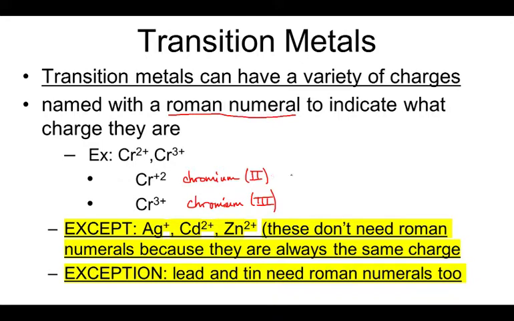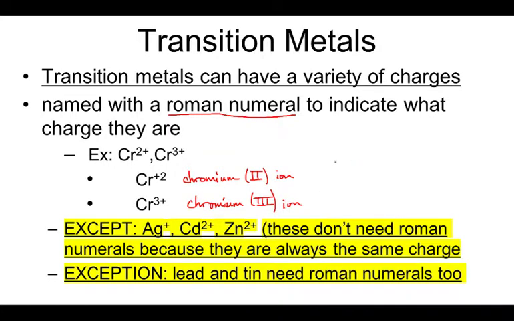So you got a chromium(II) ion and a chromium(III) ion. One is 2 plus, one is 3 plus. There's a couple of exceptions, okay? Almost always, right? So silver, cadmium, and zinc are really nice in that they almost always make the same charge.